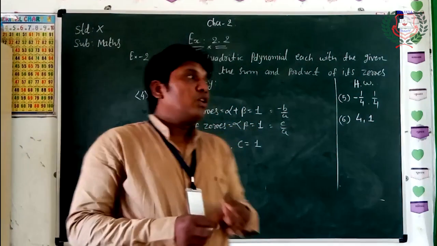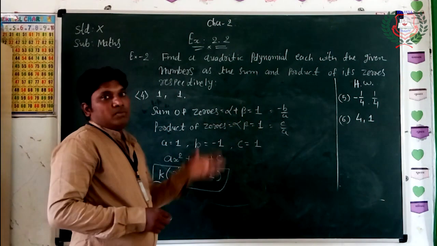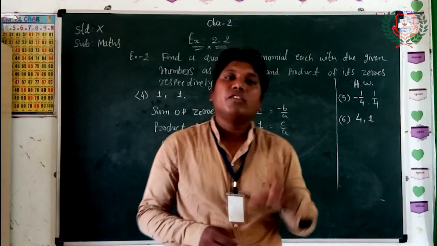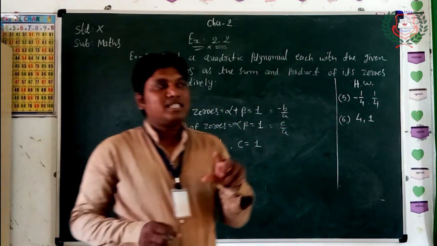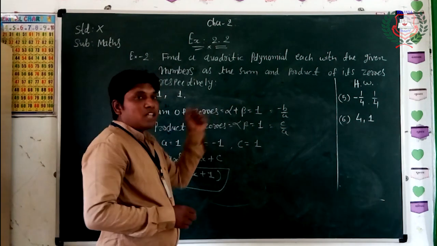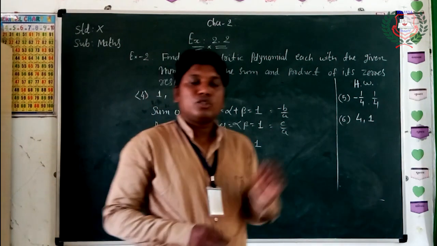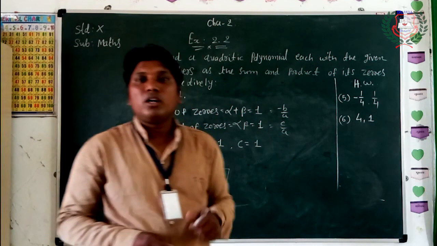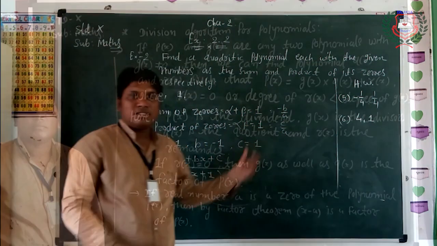Now in this exercise, examples number 5 and 6, you have to solve like this. First take the standard form, and after that find the values of a, b and c and put them in the standard form. You get the answer. So try and be comfortable. Don't worry, it is very easy.